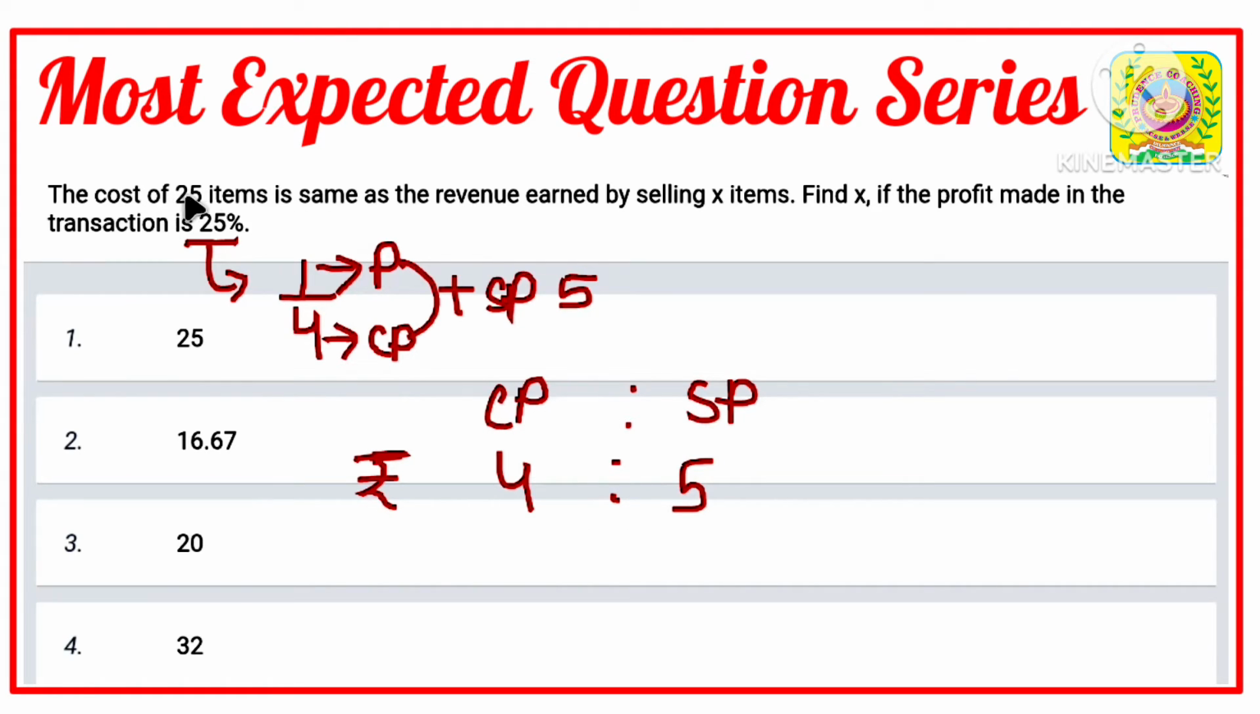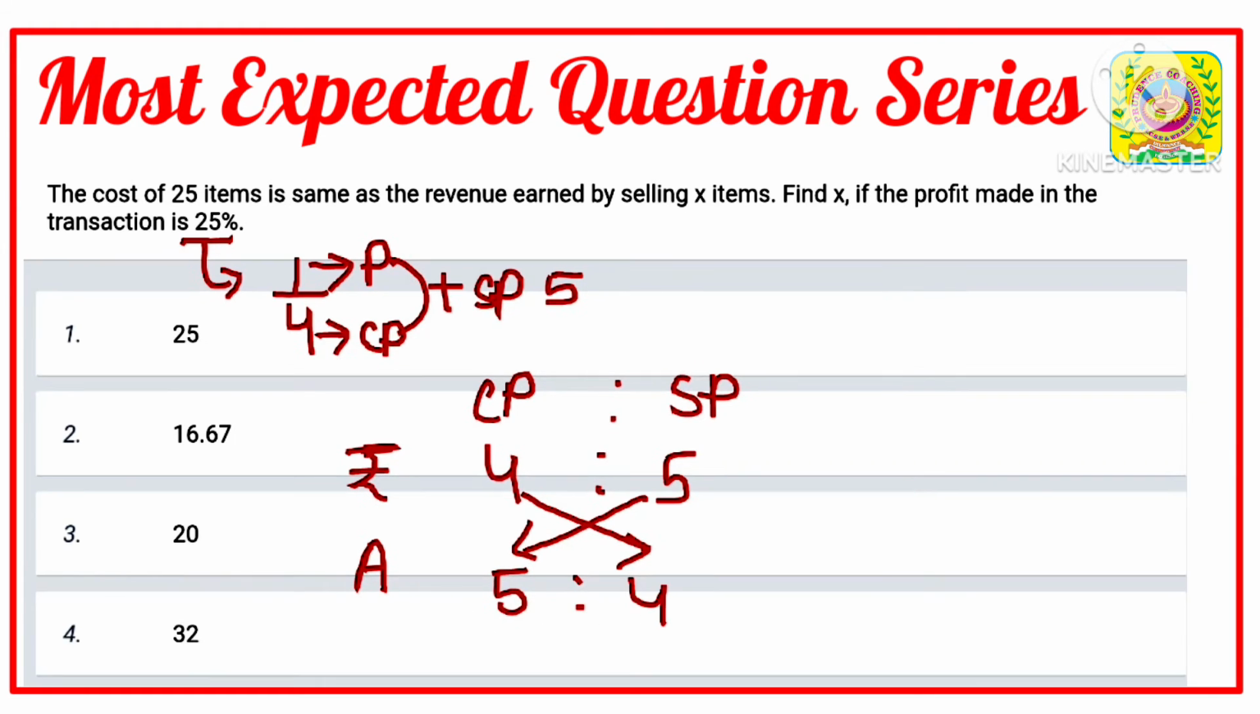As here the cost price of 25 items is the same as the revenue of selling X items, therefore the total money or the amount is fixed. So you can conclude from here that if the ratio of money, that is cost price and selling price, is 4:5, then the ratio of articles will be inversely proportional to this, that is 5:4.